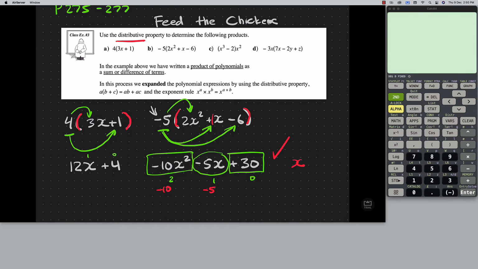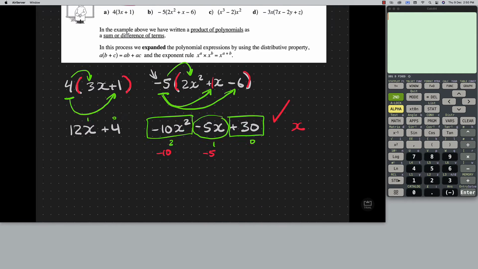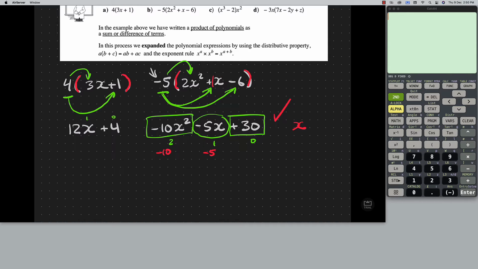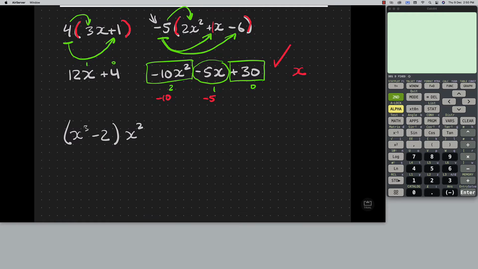Okay, we'll take a look at C, and they have x cubed minus 2 times x squared. So I'll just write this down really quickly. It's x cubed minus 2, that's inside the coop, and the farmer is the x squared right there. And now we just need to expand this out following the same process. So the farmer is going to feed that one and that one right there.